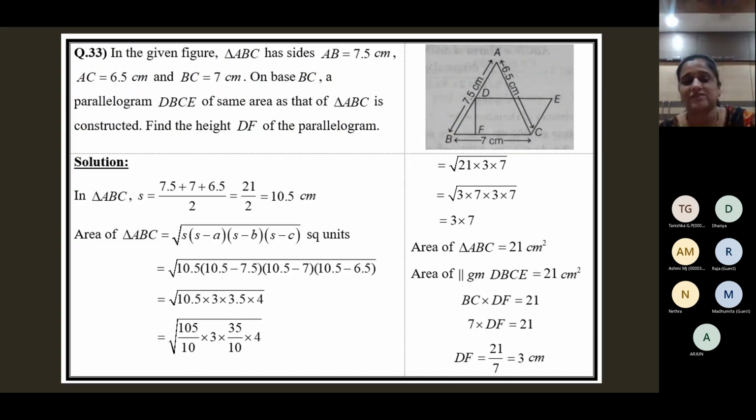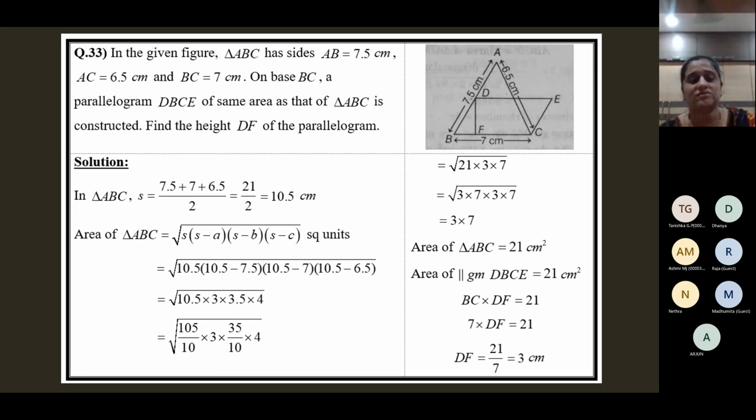I'll see what the answer is. It's on the next slide, but I don't want to show the full answer. On base BC, a parallelogram DBCE of the same area as that of triangle ABC is constructed. Find the height DF of the parallelogram. Try that. What's the value of DF? Ma'am, DF is equal to 3 centimeters. Okay. Perfect. 21 and 3. Perfect.